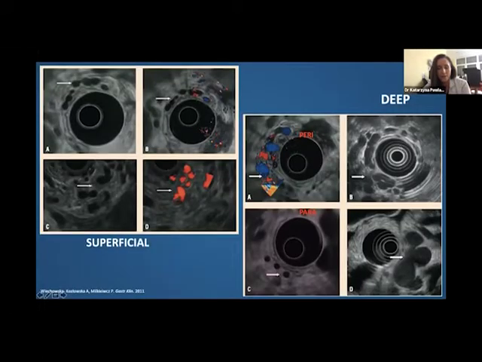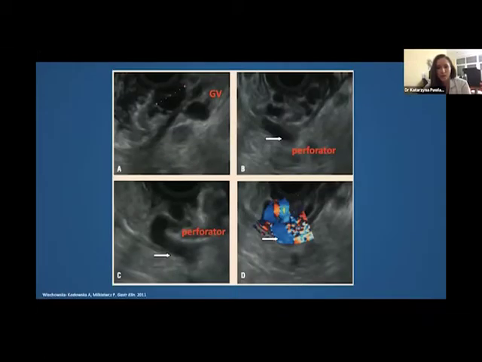During the EUS examination, you're looking for the superficial gastric varices, but you should also assess the perigastric and paragastric deep collateral veins. Here you can see what the perforator connected with the superficial gastric varices looks like. So you make a measurement of the superficial one, and then you look for the perforator.